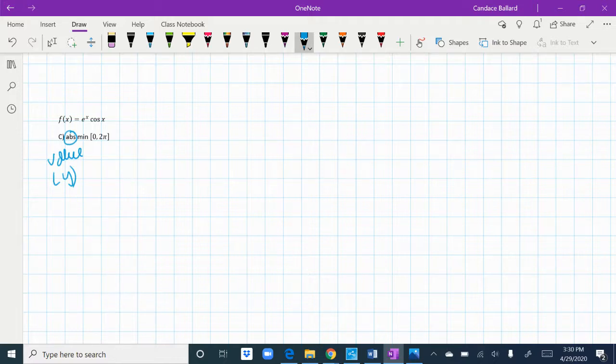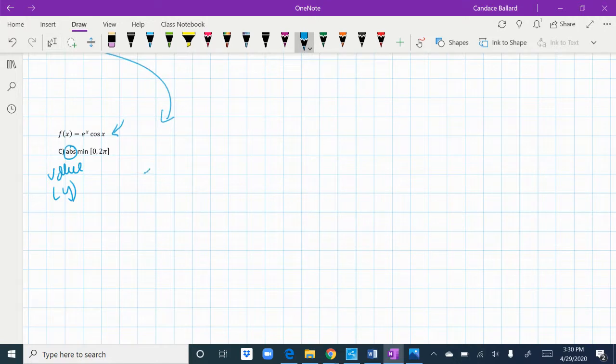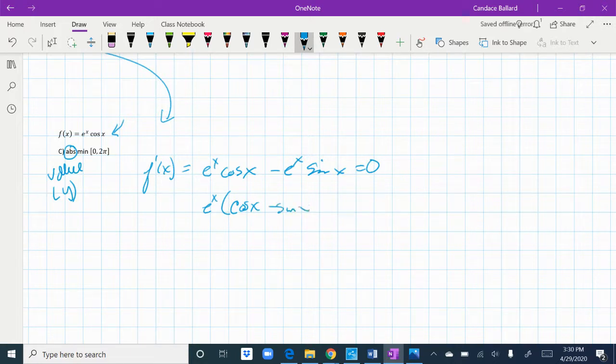So I know I got to get critical numbers, which means I need to set my derivative equal to 0. But there's good news. We did our derivative up here, so I don't have to do that again. I'm just going to borrow this derivative from up there. So f prime of x equals e to the x cosine x minus e to the x sine x. I've got to set that equal to 0 to get my critical points. I'm going to factor a little bit. I'm going to get rid of this e to the x because, frankly, in this one, it's just too much.